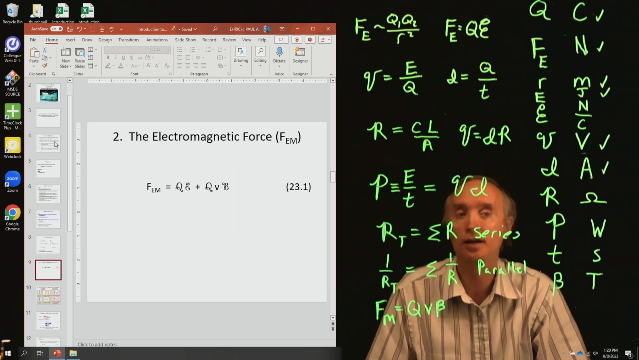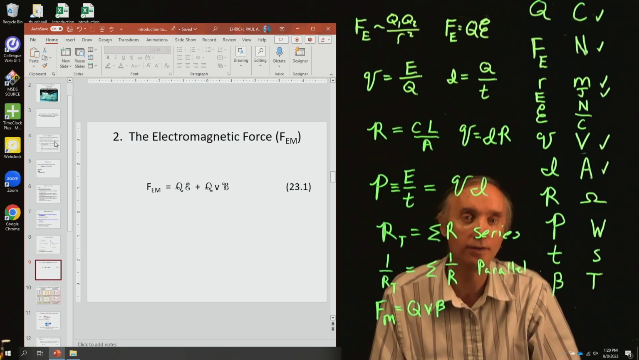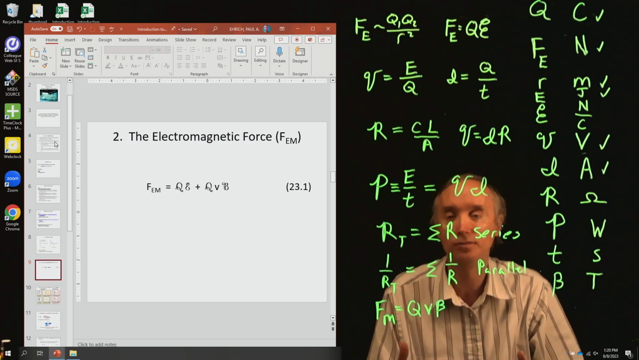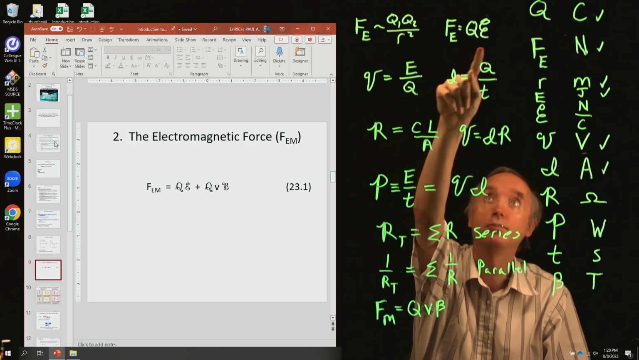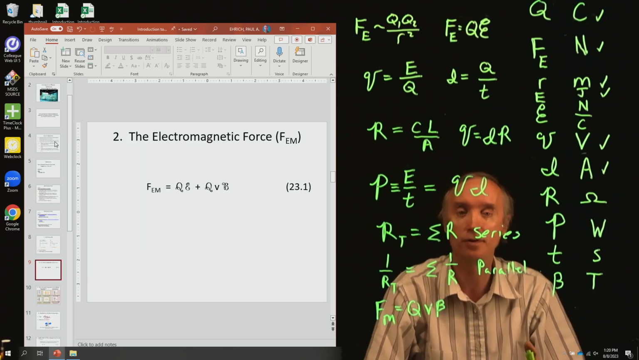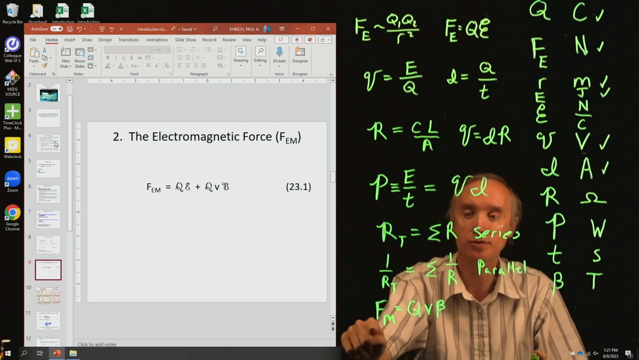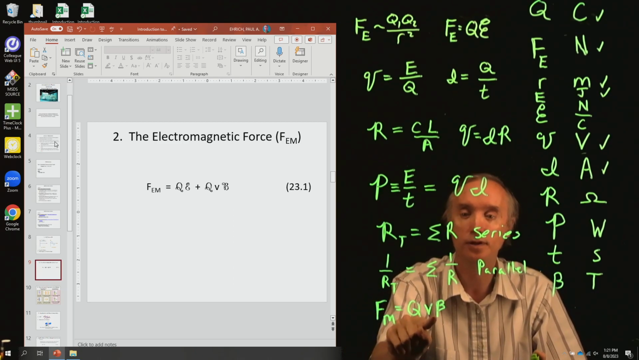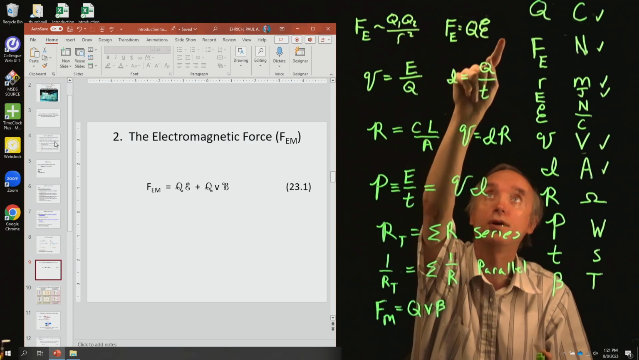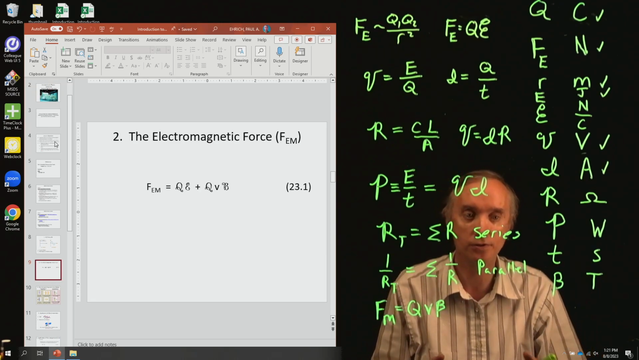Okay, then you've got the electromagnetic force. Don't worry about it, not going to be on the exam, but you should know that the electromagnetic force is the electrical force, this one up here, plus the magnetic force. When you put the two forces together, you get the electromagnetic force. So there could be a question using this equation, and there could be a question using this equation, but not one where you have to put the two equations together.